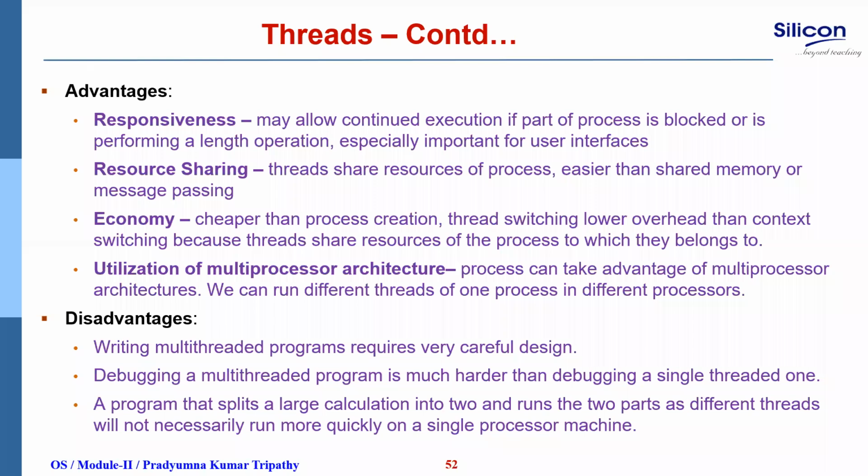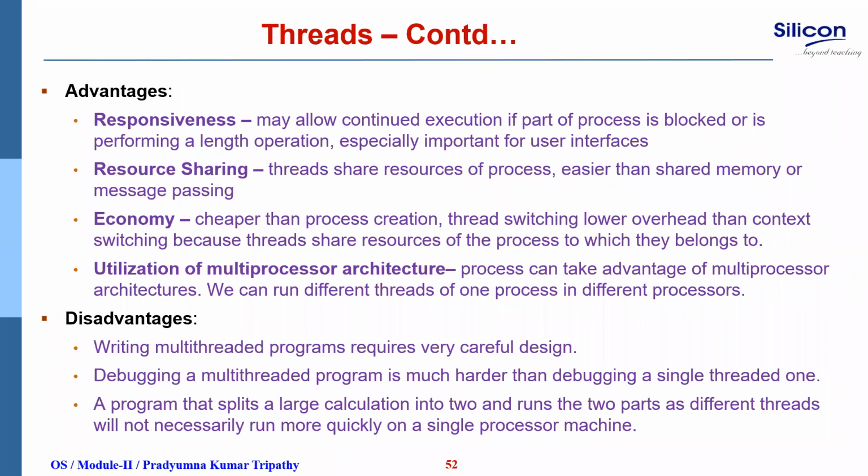Even if a part of the process is blocked, the rest will continue because another thread might be working. Suppose you are fetching data from the web and it is taking some time. At the same time, other threads may be busy fetching the images or text. So even if a part of the process is blocked, it may be busy accessing other information. It is performing a lengthy operation, which is especially important for user interface. Particularly for user interface, it is very responsive.